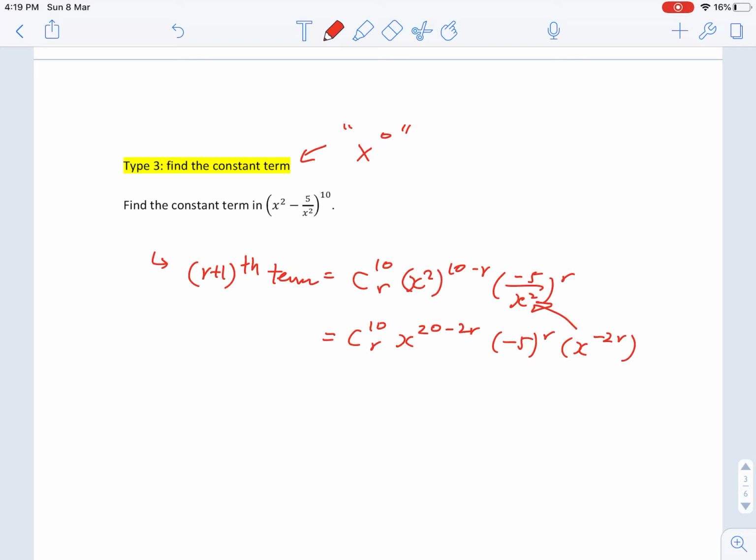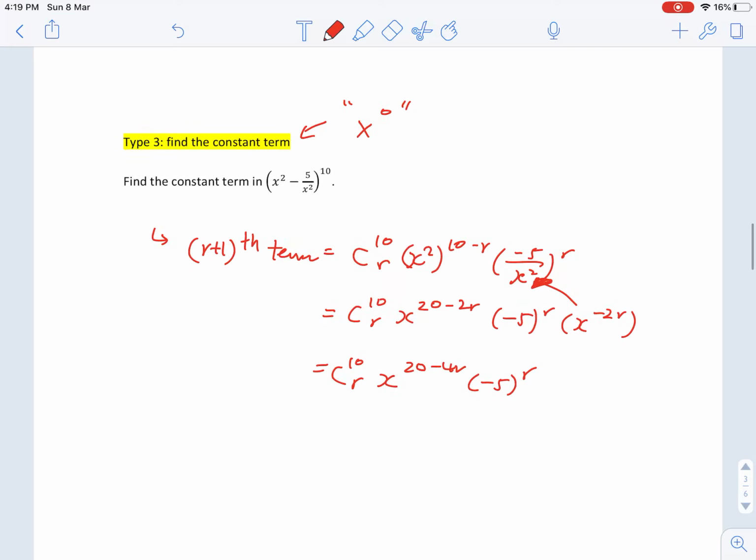That is because this x squared term is in the denominator, which means we can make the index negative. So collect the like terms: it equals 10 choose r, x to the power of 20 minus 4r, and then negative 5 to the power of r. Since we are finding the x to the power of 0 term, that means 20 minus 4r equals 0, so r equals 5. Therefore, the constant term would be 10 choose 5, and then negative 5 to the power of 5.